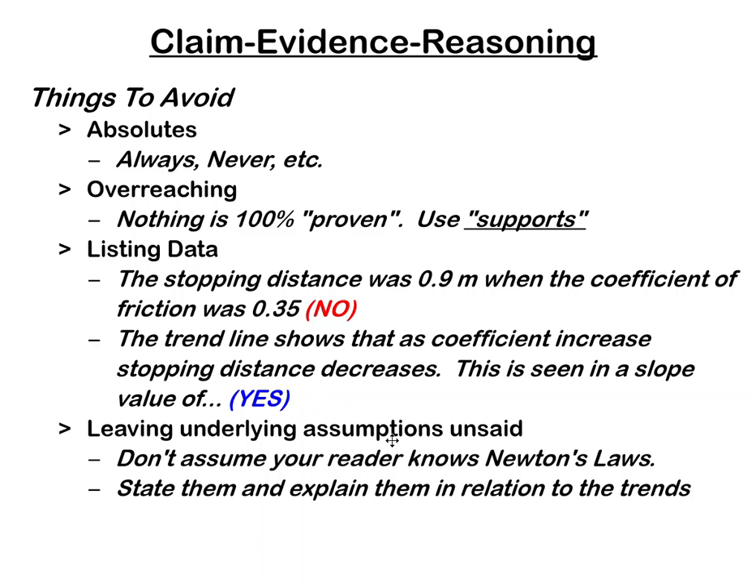And then finally, don't leave underlying assumptions unstated. Don't assume your reader knows Newton's laws, right? Once you've learned them and are using them, tell us what Newton's law is. Tell us which ones you're using. State them specifically and explain how they relate to the trend that you're talking about. That's just saying, explain your ideas. Don't leave things left unsaid. You don't need to write 17 paragraphs, but you need to tell us why Newton's second law supports it. It's not enough to just say Newton's second law supports this. Why does it? That's the key of making a good reasoning section.